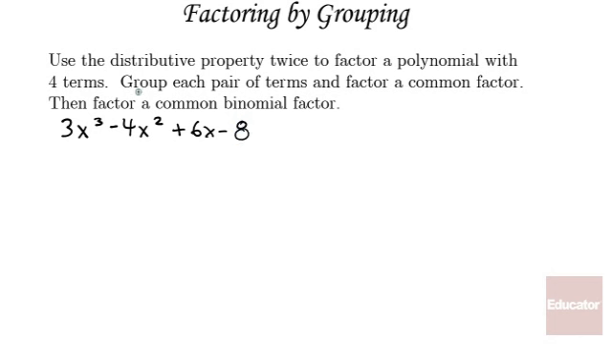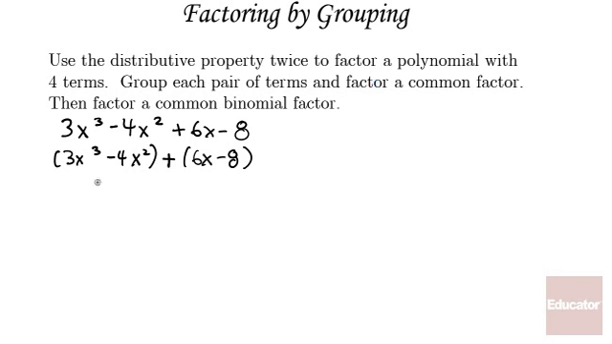So following the principle here, first I'm going to group each pair of terms. By group each pair of terms, it means put 2 terms together. So I'm going to put the first 2 together and the second 2. So first, group each pair of terms. I'm grouping 3x cubed and 4x squared plus 6x minus 8. Okay, group each pair and factor a common factor.